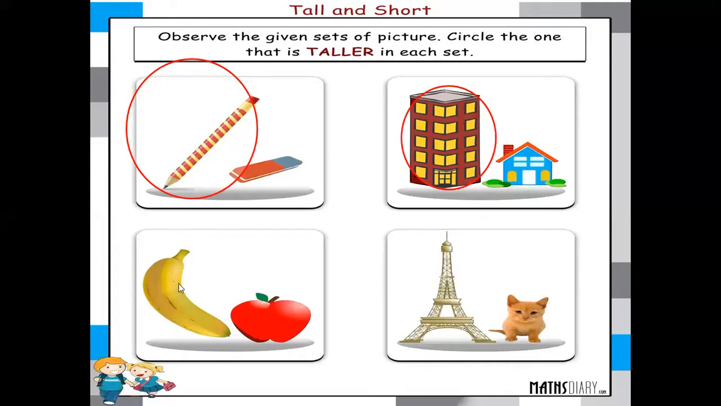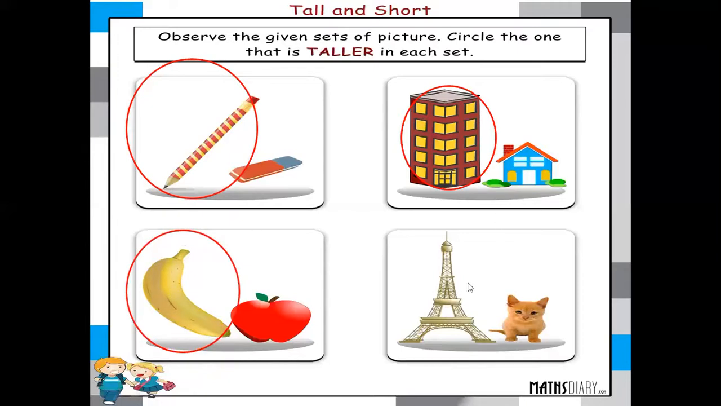Now come to the next one. There are 2 fruits. One is a banana and the other is an apple. Now compare the height of the banana with the height of the apple. So the height of the apple is shorter than the height of the banana. So here our taller object is the banana. Well done. You did it correctly.